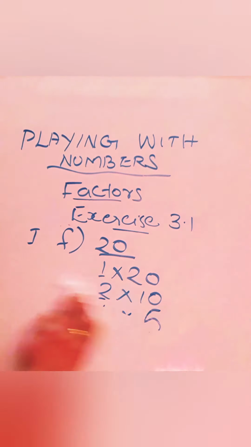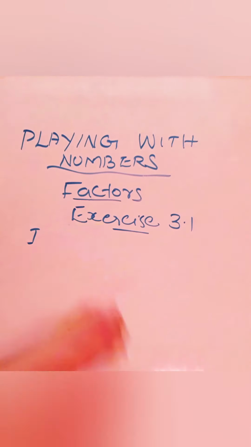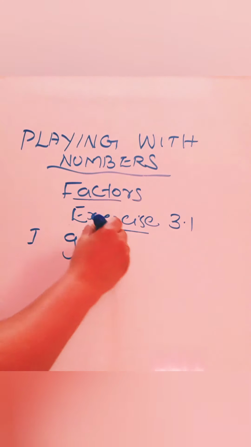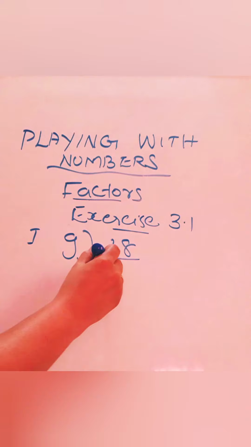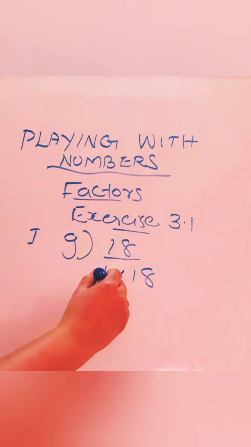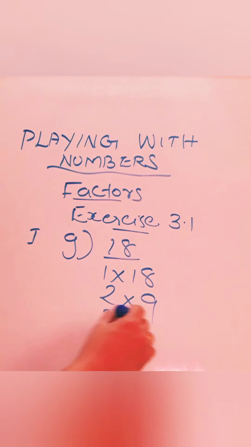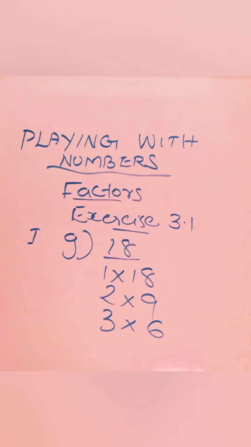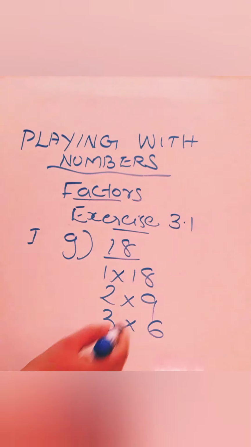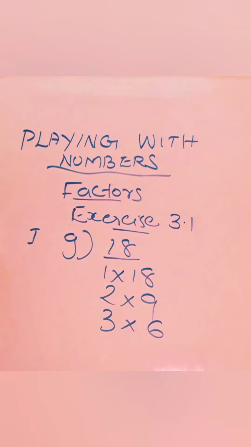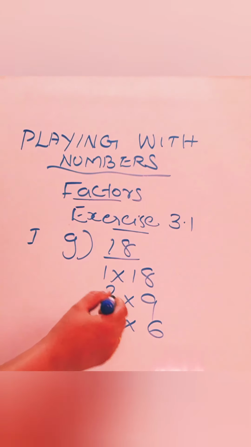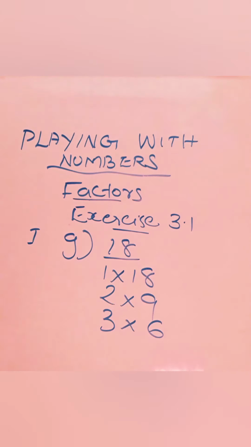Now question number G is 18. How to do? 1 into 18. 2 into 9 is equal to 18. 3 into 6 is equal to 18. Then 4 no. 5 no. 6 again repetition. 7 no. 8 no. 9 repetition. So no need. All the factors of 18 we got. 1, 2, 3, 6, 9 and 18 are factors of 18. So question number G also we have done.